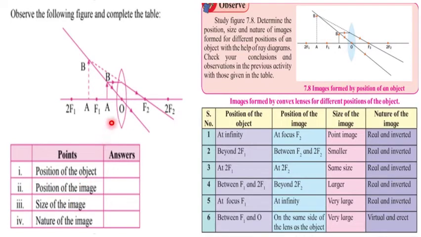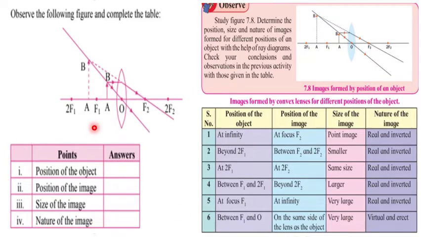Position of the object: from the figure only we can say the object is between O and F1, that is, between the optical center and the focal length. Now, what is the position of the image? The image is on the same side of the lens as the object, that is, between F1 and 2F1. Now, the size of the image. The size of the image is larger than the object. So it is very large.